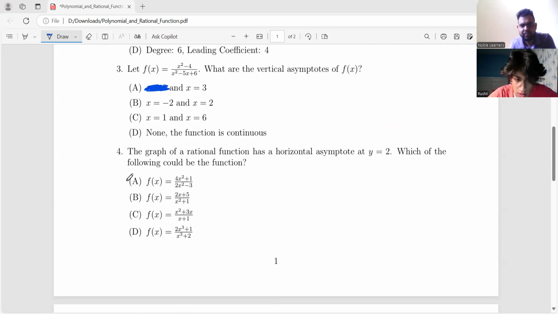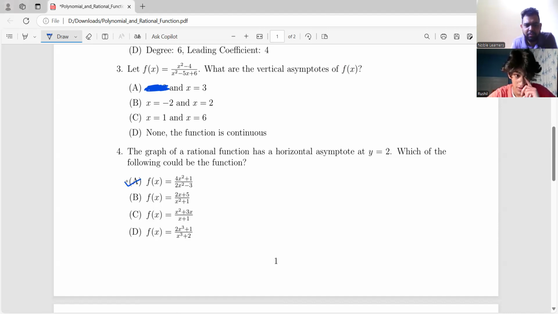Horizontal. So the degree of the numerator has to be greater, or both have to be the same. So it can't be option B, it has to be... Oh, because it has to be the numerator. You're right. I thought it was because it's not a line. Sorry. So it has to be option A, right? Yeah, it has to be option A.